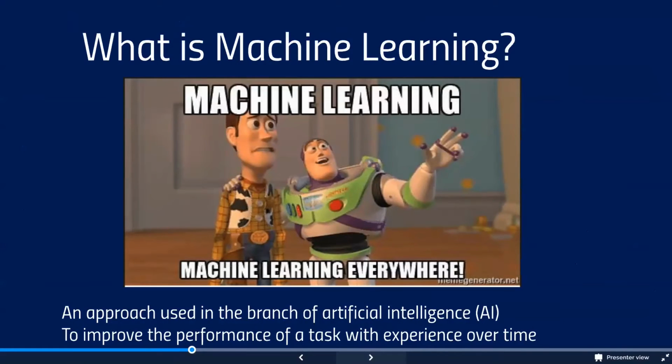So what is machine learning? Machine learning is a branch of artificial intelligence, and it just improves the performance of a task over time or with experience. Okay, gaining experience over time and just getting better at it. So if you are a child, you are reciting Johnny Johnny Yes Papa. How many of you remember that poem? Yeah, Johnny Johnny Yes Papa.